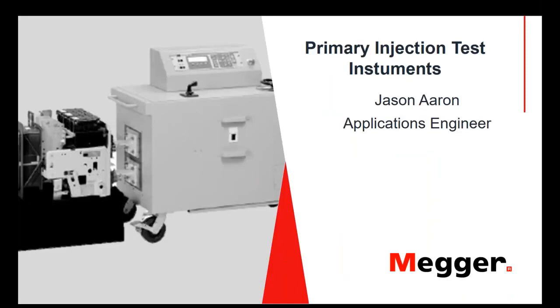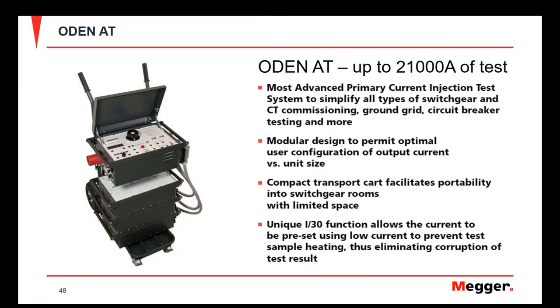So now that we've discussed some of the challenges of primary injection testing, let's take a look at some of the instruments that we use whenever we do primary injection testing. The first one that we're going to take a look at is the Odin AT. The Odin AT is a portable test set that can output up to 21,000 amps of test current. It's a very advanced unit and is extremely versatile. It has a central control unit, but it also has up to 3 current units, and all of this can be tailored to the needs that you have for whatever types of breakers or other equipment you're testing and the amount of current that you need.